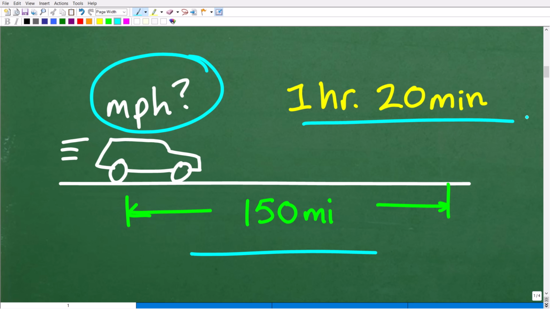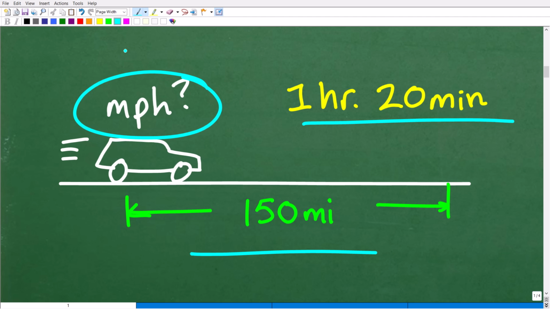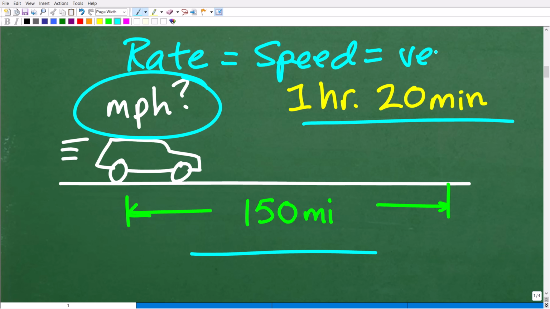Now, the thing you need to understand is that we're looking for speed. If I asked you how fast this car is going, you would say, well, the speed of the vehicle is 60 miles per hour. But I'm going to give you another word that you need to understand. This is a very, very important word in math and in science, and that is rate. So I could ask you, what is the rate of this vehicle? Rate is effectively the same thing as speed, and it's the same thing as velocity as well.